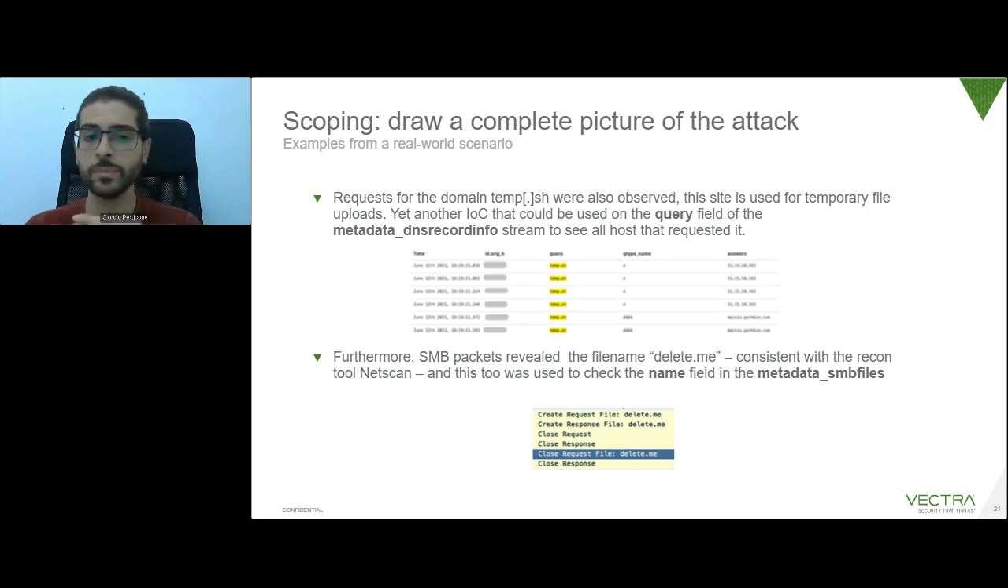And knowing that, it was simple to go to the SMB file stream on Recall, where we can look for all files shared via SMB, and specifically the name field was searched for the delete.me value. And again, we knew every host where the attacker was running that specific tool.